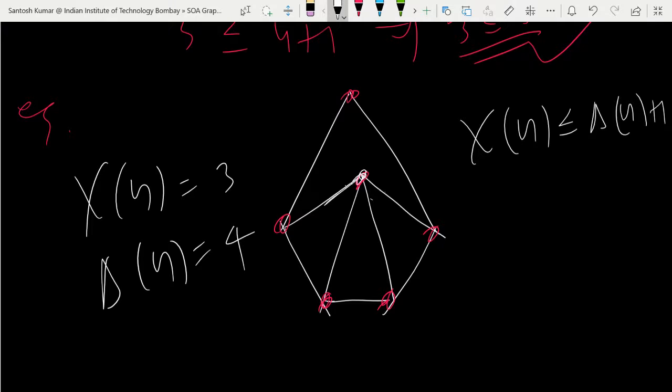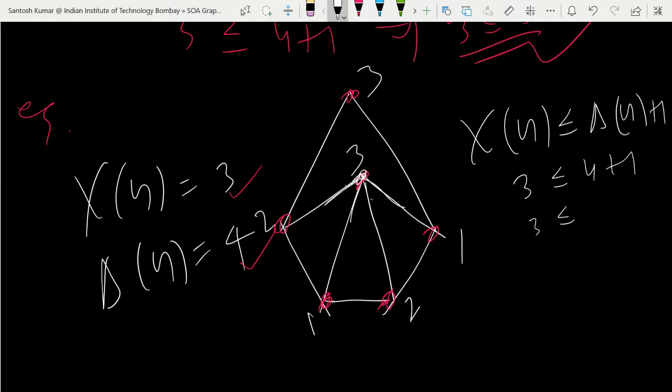Yes, so at this vertex you can see there are 4 incoming edges. So it is 4, and this is 3 because it has a triangle, so you can simply label it like 1, 2, 3. Okay, so again this is satisfied. 3 is less than or equal to 4 plus 1. But we want to get equality. So is it possible to get equality?